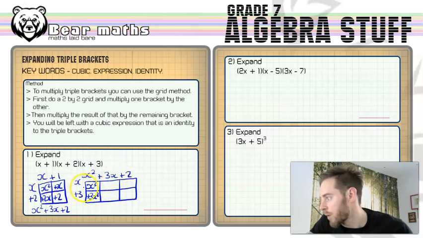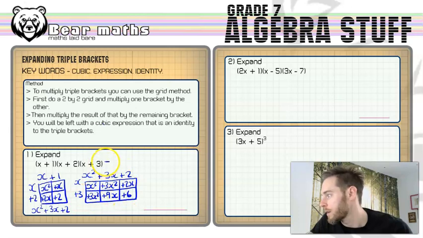3x multiplied by x gives you another plus 3x squared. Then we've got 3x multiplied by 3, which is a plus 9x. We've got x multiplied by 2, so plus 2x. And then we've got a 3 multiplied by 2, which is a positive 6.